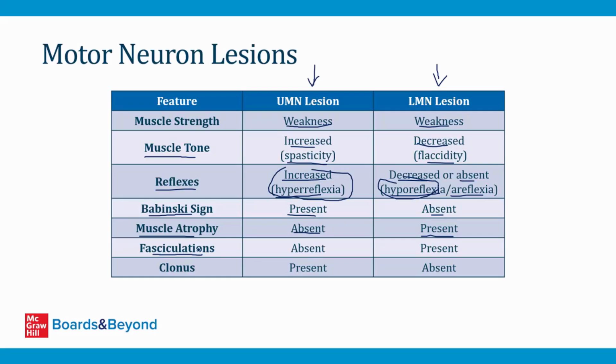Fasciculations are fluctuations of the muscle you can see under the skin. It sort of looks like the muscle is bouncing. It's basically quickly contracting and relaxing. This is a classic finding in a lower motor neuron lesion. Basically, it means the muscle has lost its innervation by the lower motor neuron, so it starts to sometimes quiver a little bit. On the other hand, in upper motor neuron lesions, fasciculations are absent. And then finally, clonus, which I'll explain in just a second, is much like Babinski's sign, sort of a hallmark of an upper motor neuron lesion. It's absent in lower motor neuron lesions.